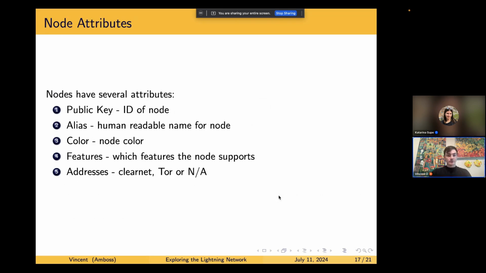Then there's also some node attributes. So every node has a public key, and this is just the cryptographic ID of the node. Then they also have an alias, so that's the human readable name for a node. They have a color, which you wouldn't expect at first, but there's some nodes in the network that are related by color. For example, Voltage, which is one of the largest node operators in the network. They help people join the network and run a node through their cloud service. Every single node has the same color, and so you can use that to identify clusters in the network, for example. Next up is features.